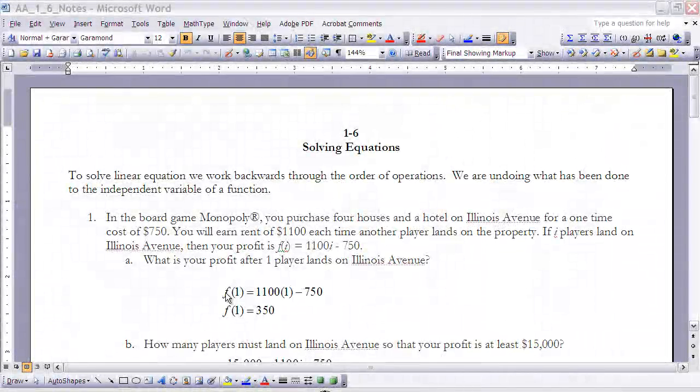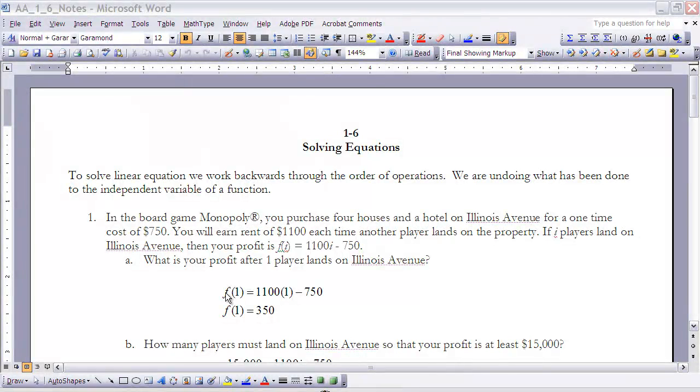So let's take a look at this first example. It says, in the board game Monopoly, you purchase 4 houses and a hotel on Illinois Avenue for a one-time cost of $750. You will earn rent of $1,100 each time another player lands on the property. If I players land on Illinois Avenue, then your profit is f of I = 1,100I - 750. What is your profit after one player lands on Illinois Avenue?